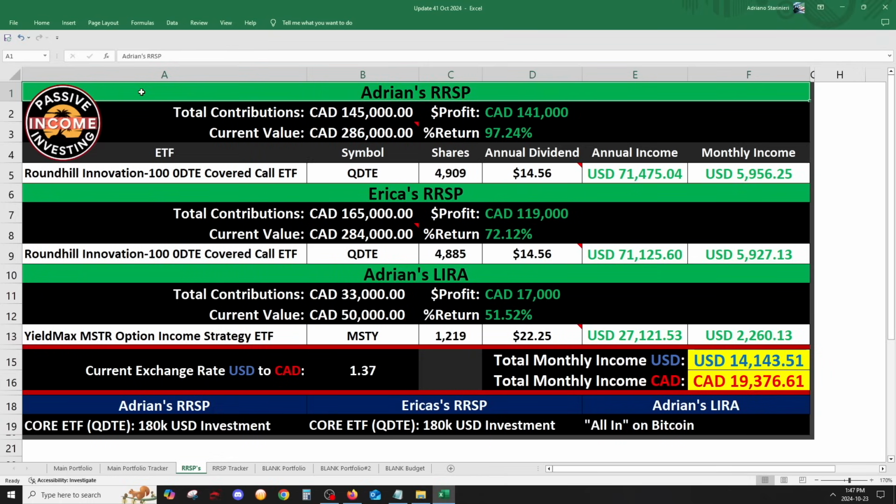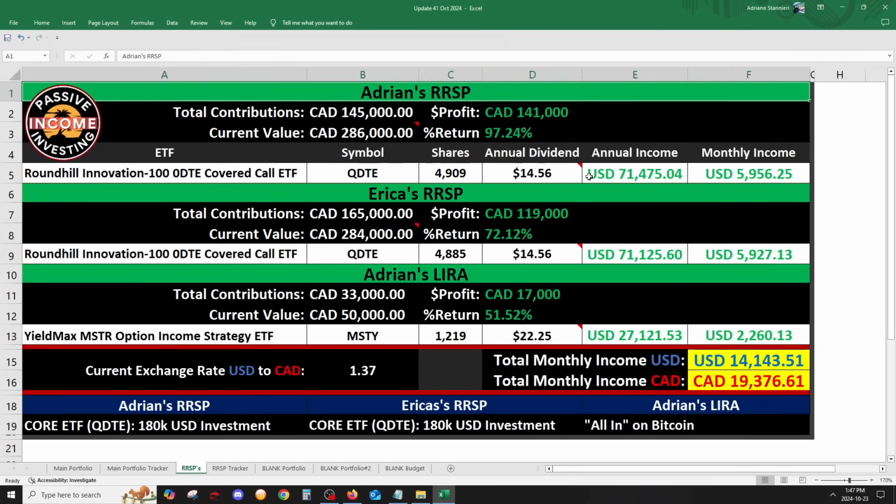Will I hold QDTE forever? Well, unless a better NASDAQ 100 covered call ETF that I like better comes out, right? It's possible. Can you imagine a 25% leverage QDTE, guys? I mean, that's just the dream, right? So we'll see what happens. But again, right now, I don't think I'll be doing much changes in a long time for the retirement account.